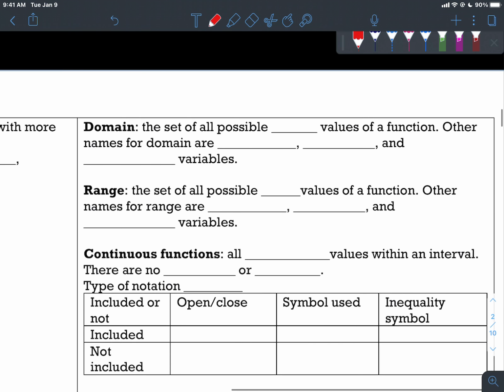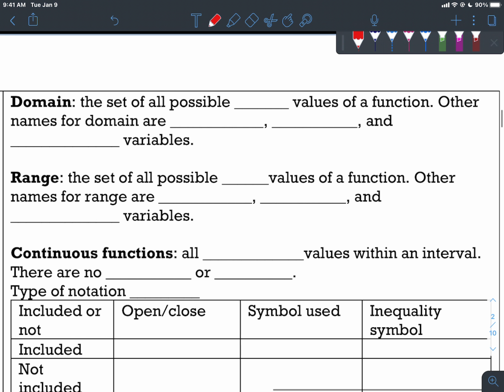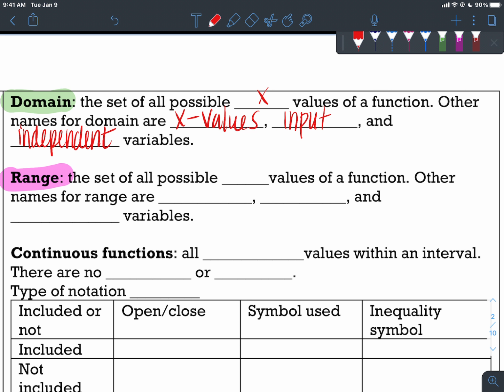Now, of course, as part of these, we also talked about domain and range. So, domain is the set of all possible x values of a function. Other names that people can use are going to be x values, input, and independent variable. Sometimes people will even say stuff like causative, which is another word that you may hear.